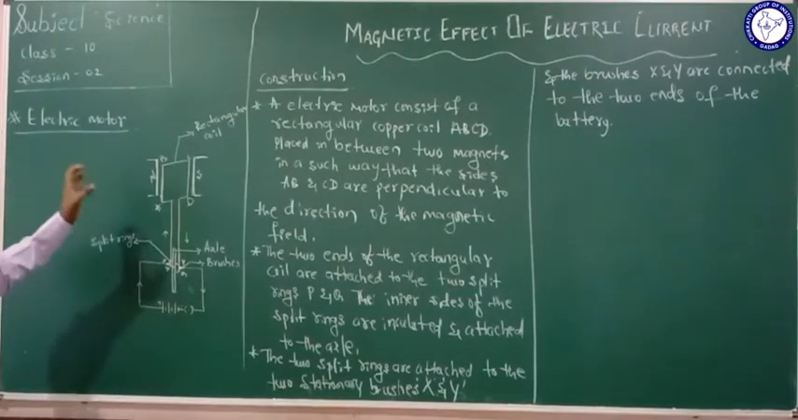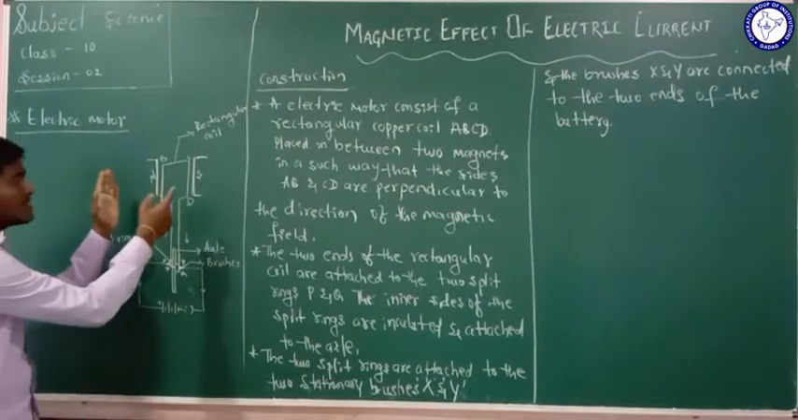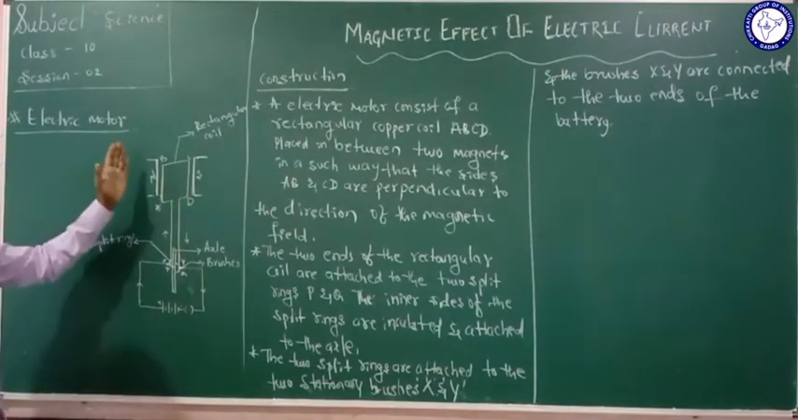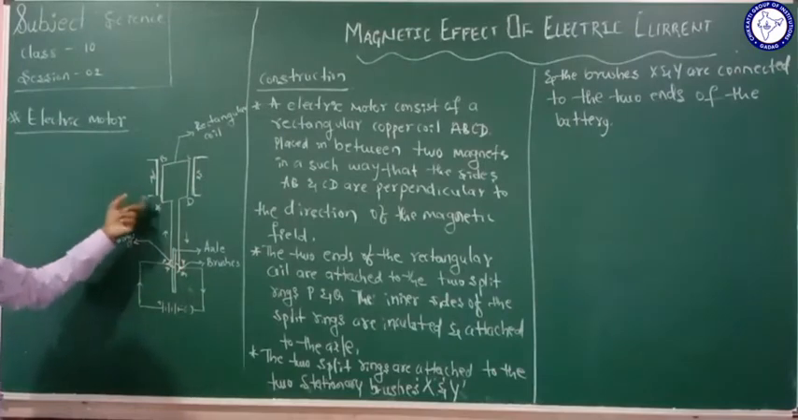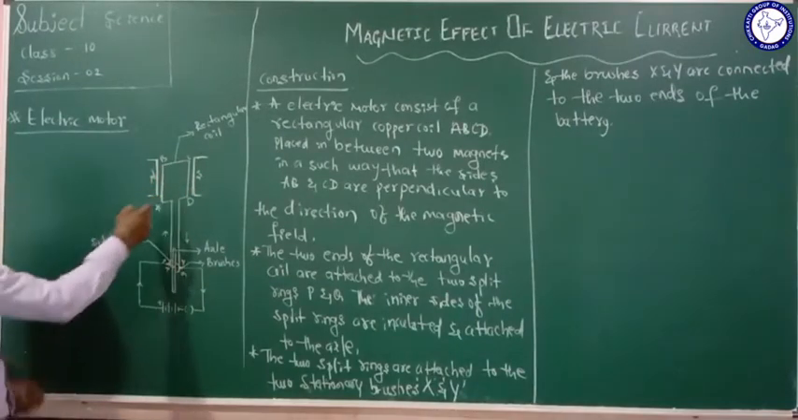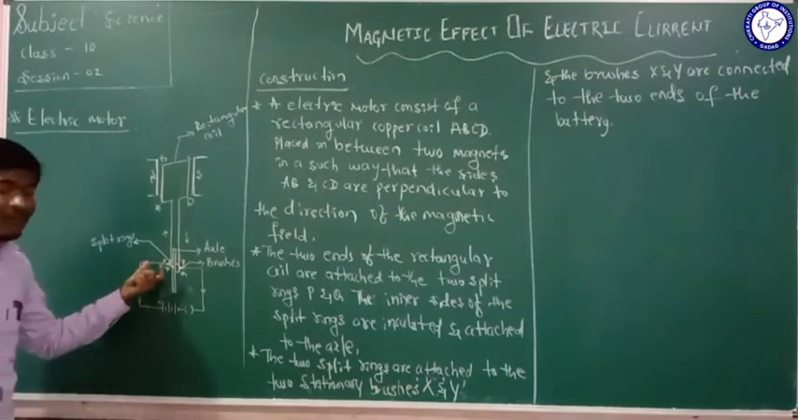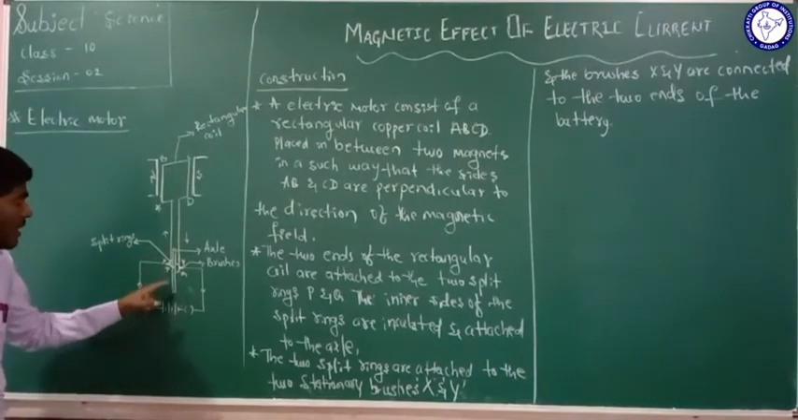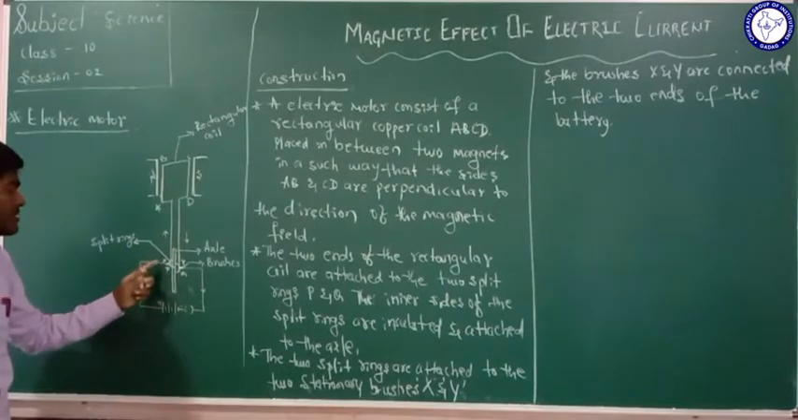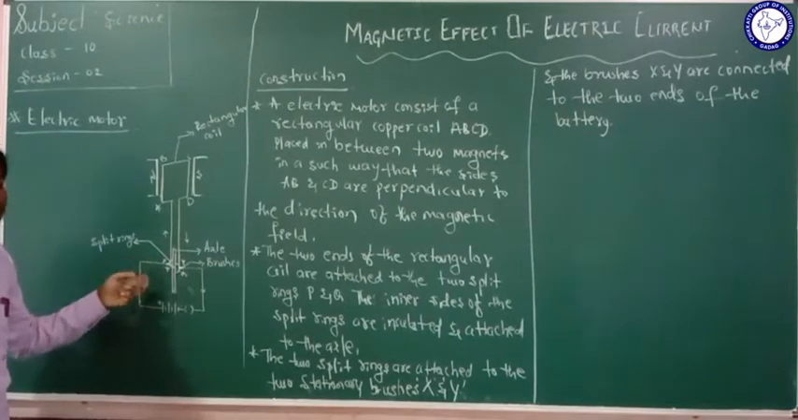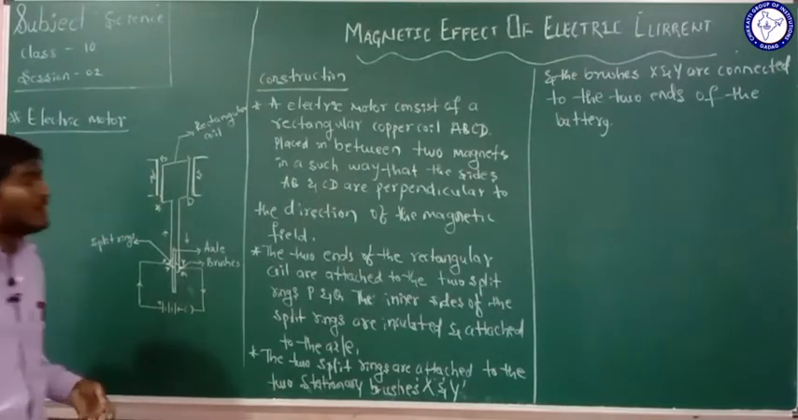So once again I am repeating here, the electric motor consists of a rectangular coil placed in between the two magnets in such a way that the sides of the coil will be perpendicular to the direction of the magnetic field produced by the two magnets, and two ends of the coil will be attached to the two split rings P and Q. The inner sides of the two split rings are insulated and attached to the axle, and the two split rings are attached to the two stationary brushes X and Y, and the brushes X and Y will be connected to the two ends of the battery here.